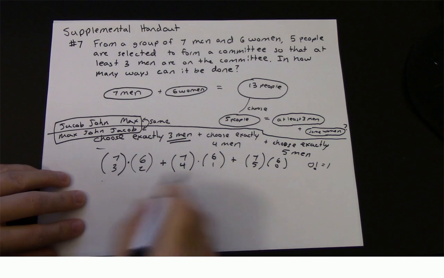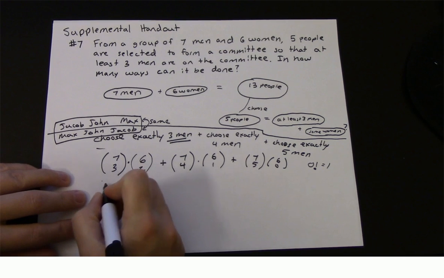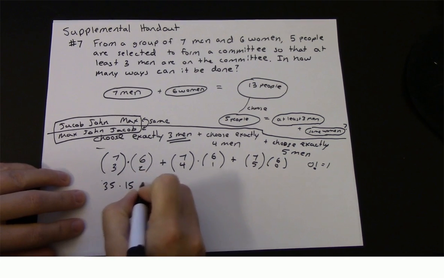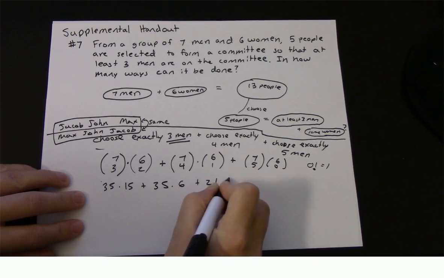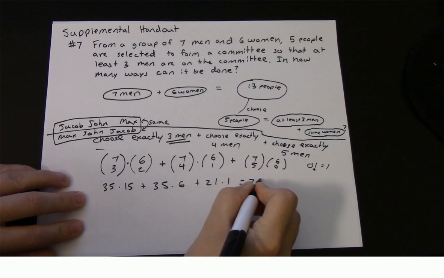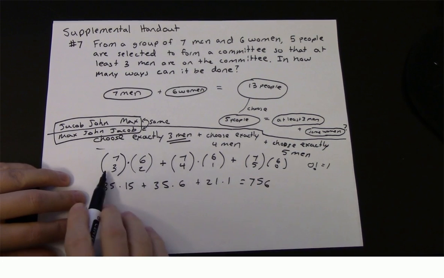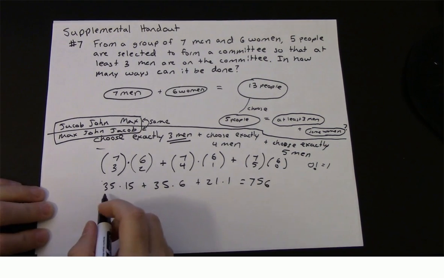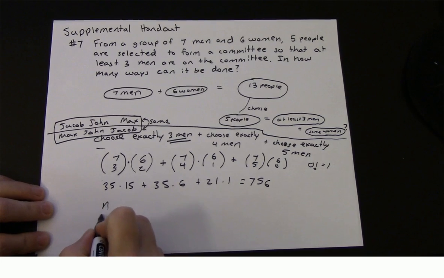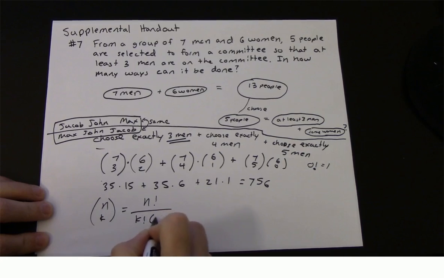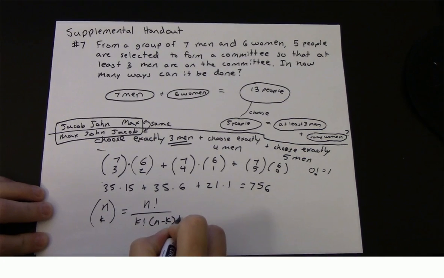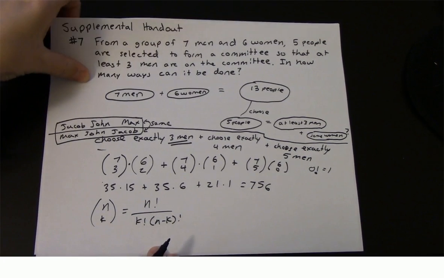Okay, so if you add up all these, this comes out to 35 times 15 plus 35 times 6 plus 21 times 1, which is 756. And this is just a matter of using the combination formula, n choose k equals n factorial over k factorial times n minus k factorial.